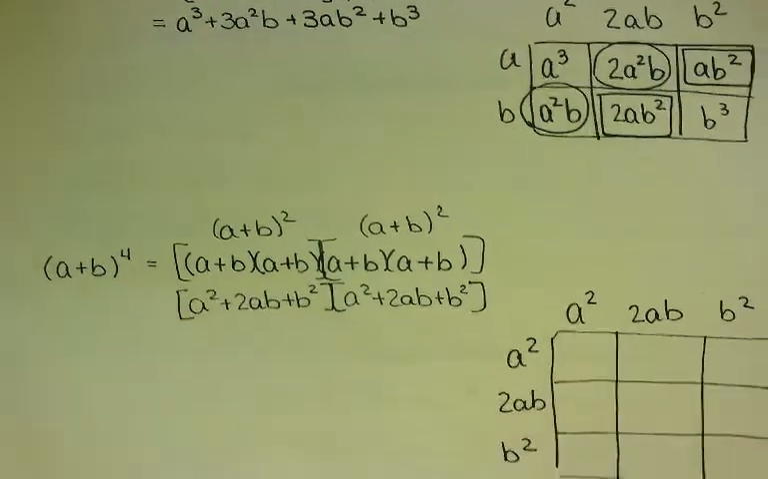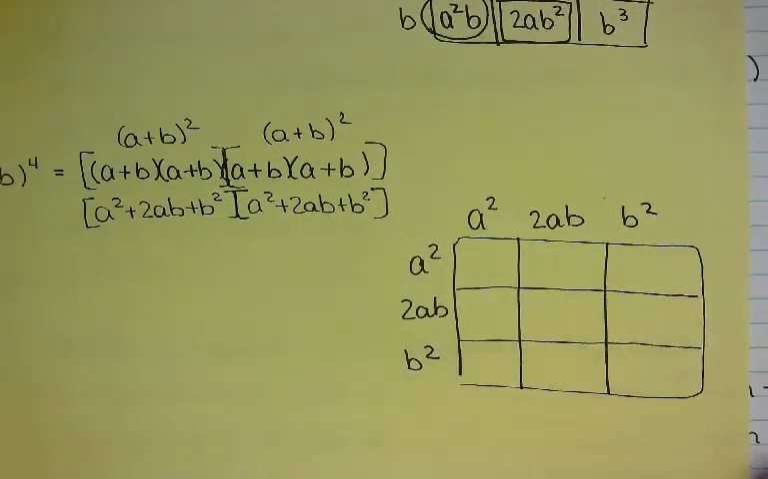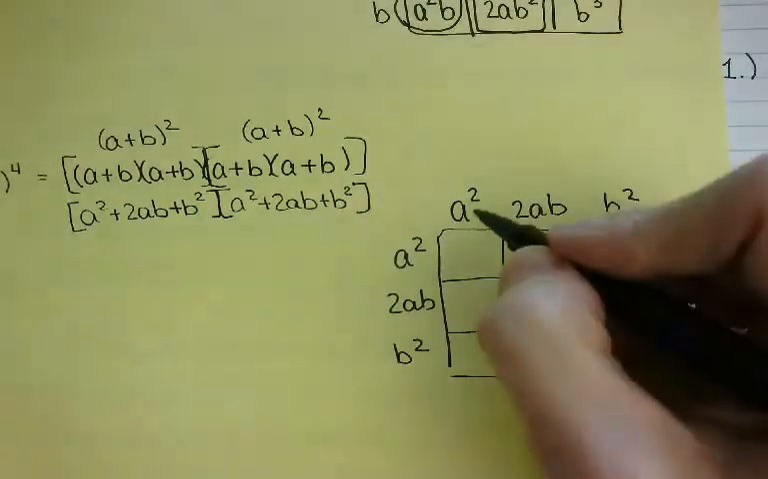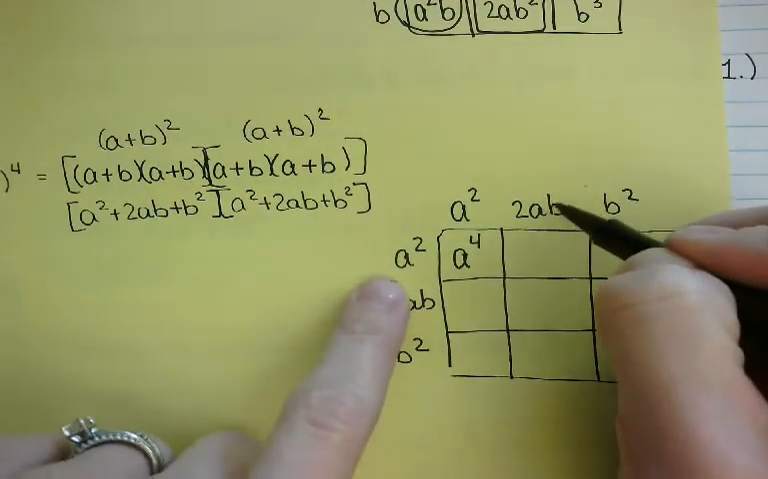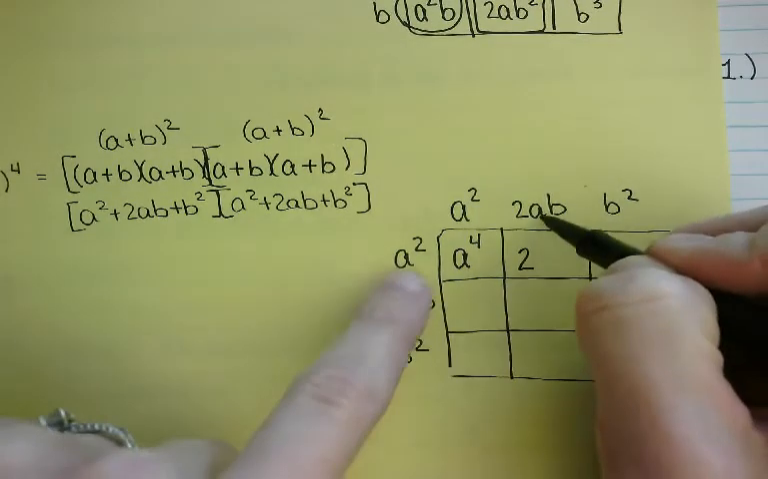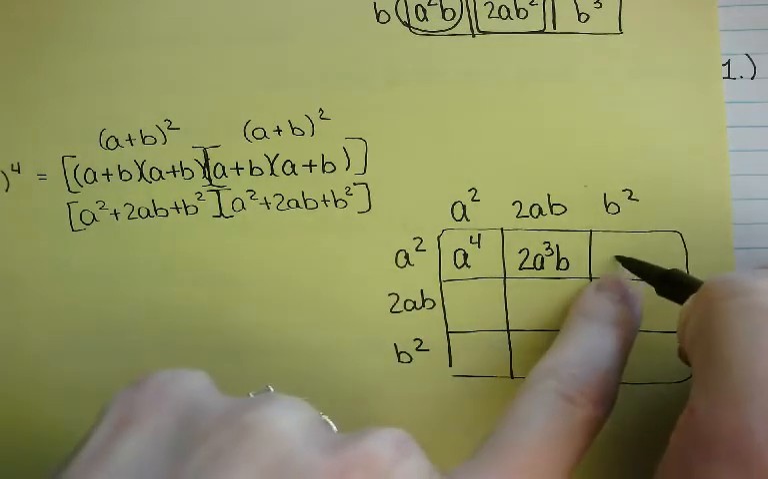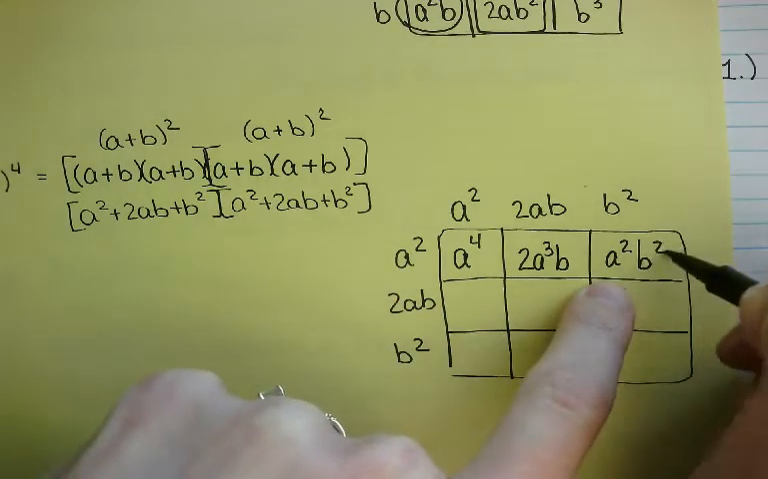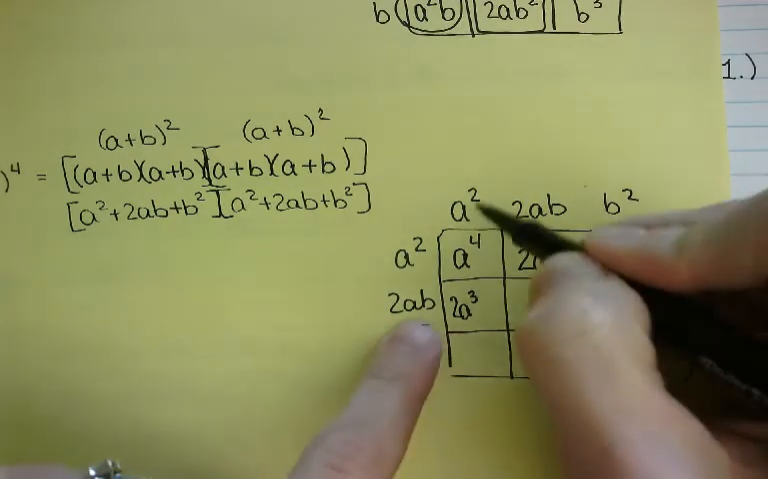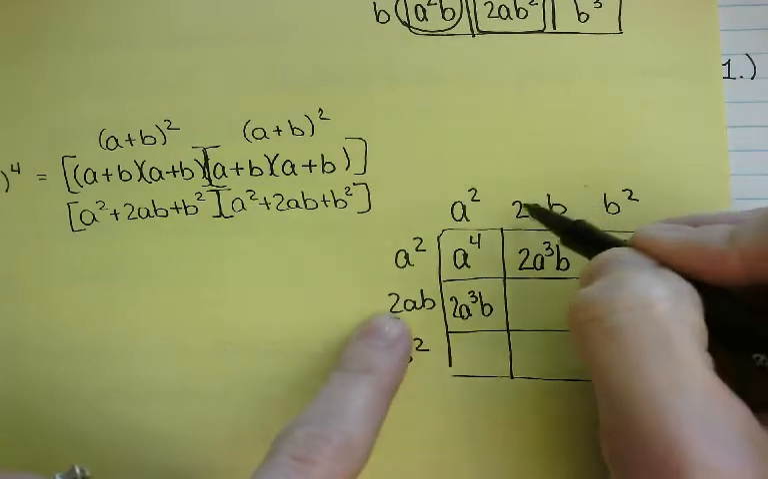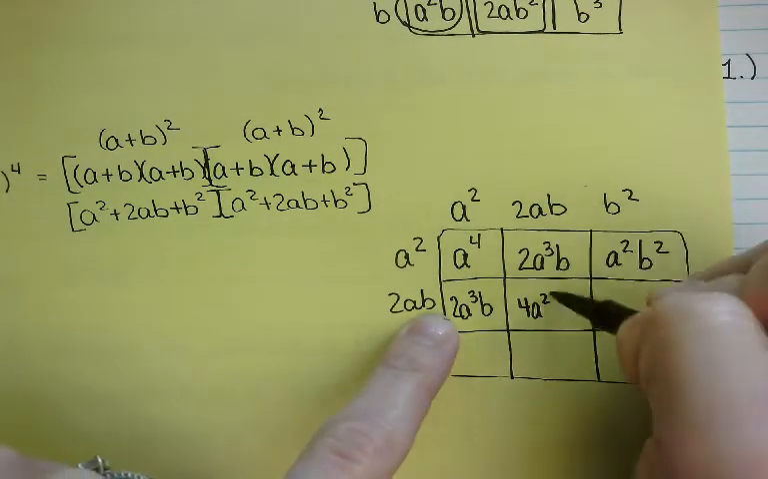plus b squared. Okay, so since I have a trinomial times a trinomial, I know I'm going to have 9 distributions. A squared times a squared is going to give me an a to the fourth. Multiplying these together, I have 2. That's going to give me an a to the third and then a b. Here I'm going to have a squared b squared. Here I'm going to have a 2a, that's going to be 3 a's and a b. Here I have 4, that's an a to the second, b to the second.